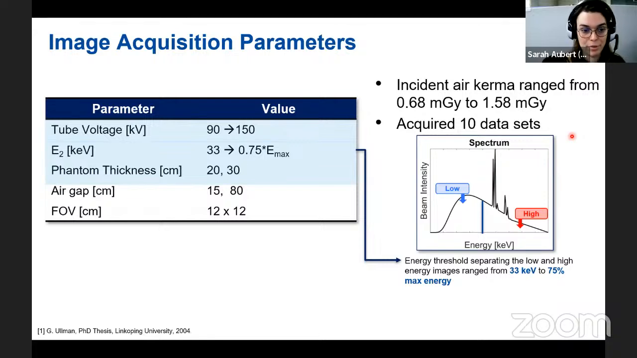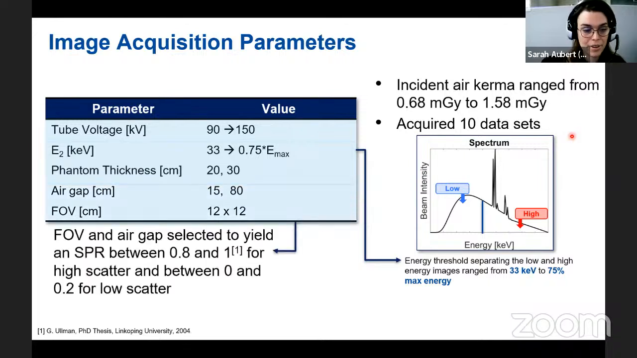We also determined an appropriate air gap and field of view to range SPR for two different scatter settings. For our first, high scatter condition, we picked an SPR that was between 0.8 and 1. And for our low scatter condition experiments, we picked an SPR that was between 0 and 0.2. This corresponded to using a field of view of 12 by 12 centimeters and air gaps of 15 and 80 centimeters. For all of our experiments, our incident air kerma ranged from 0.68 to 1.58 milligray, and we acquired 10 of the same data sets for each combination of tube voltages and energy thresholds.